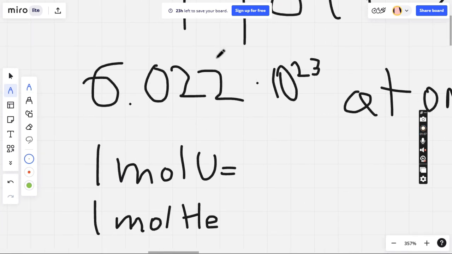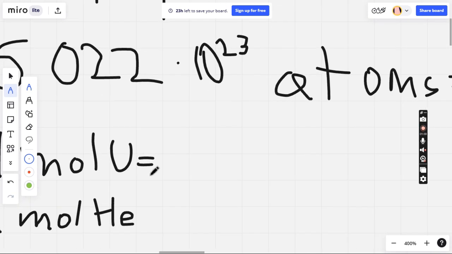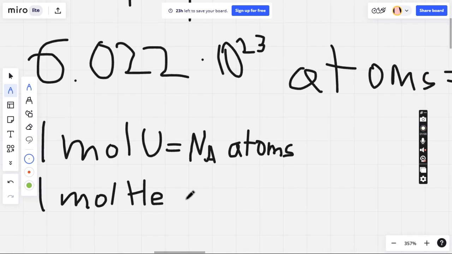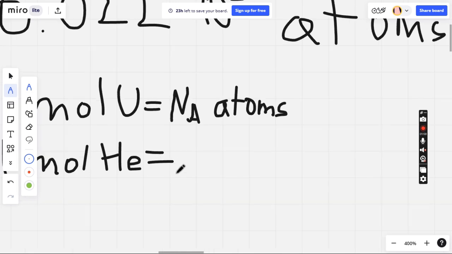But now we have to write that down every time? Nope. You can just put down Na atoms for a quick little thing. So just Avogadro's number of atoms, which is called Avogadro's number. So in both of these, I have the same number of Na atoms.